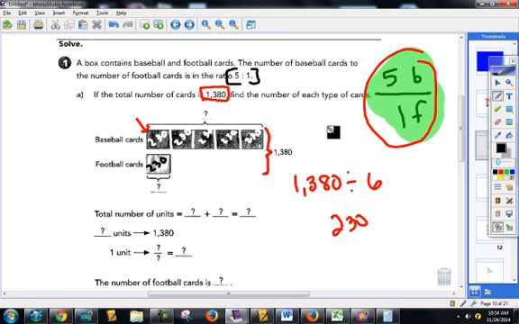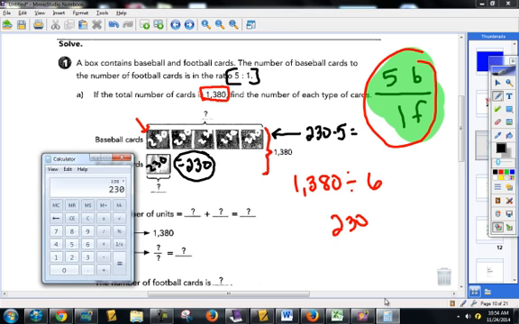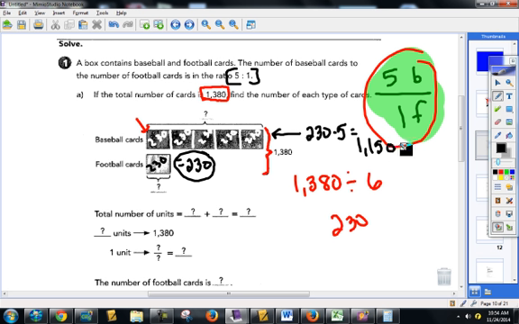Find the number of each type of card. Okay. Well, here we go. As far as baseball cards go, we know that we have 230 times 5, and that's going to give us something. And then how many football cards? Well, we know that we just have 1, so there are 230 football cards. And then 230 times 5 is going to give us 1,150 baseball cards and 230 football cards. Okay? So it's pretty easy, guys.